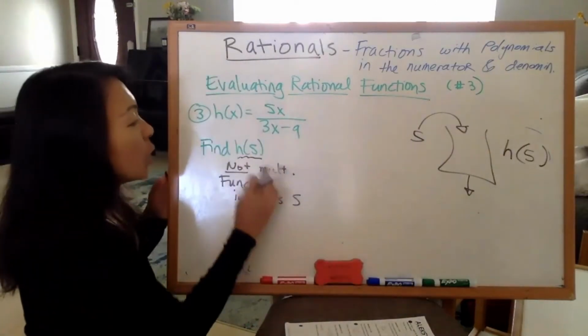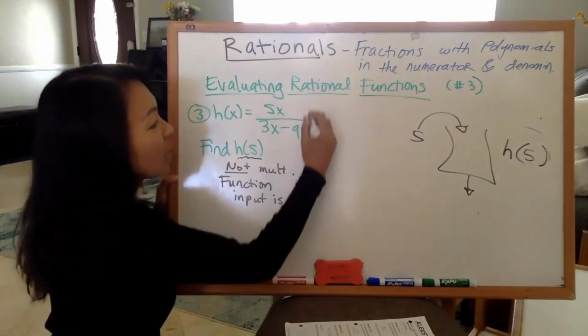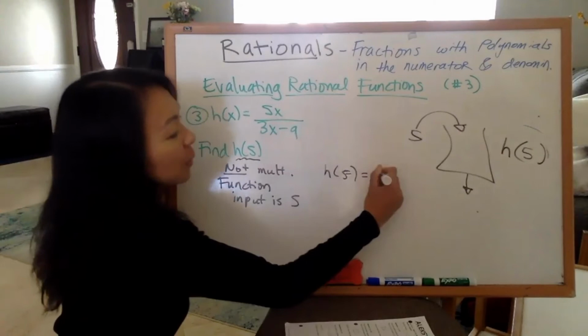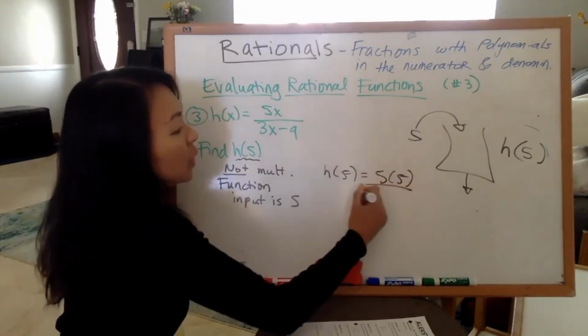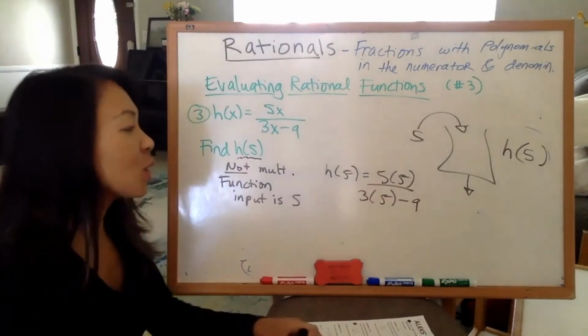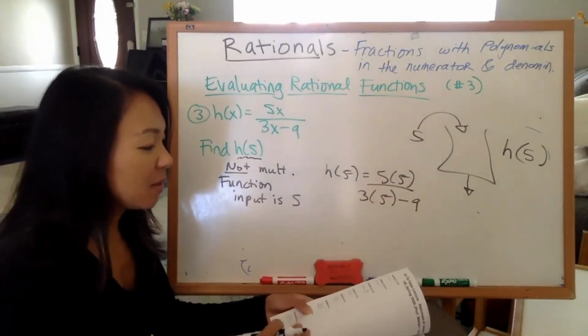So here, when I plug in 5, so h of 5 then, I'm going to do 5 times 5 over 3 times 5 minus 9. Right? So go ahead and try that once you plug that all in.